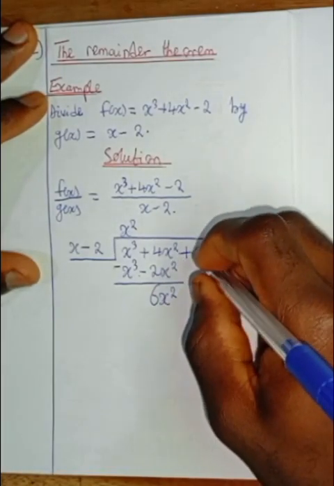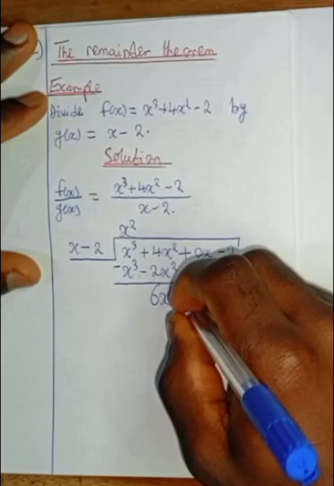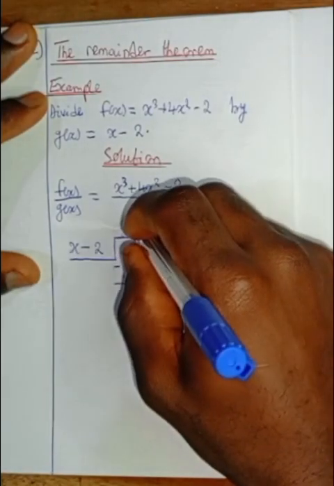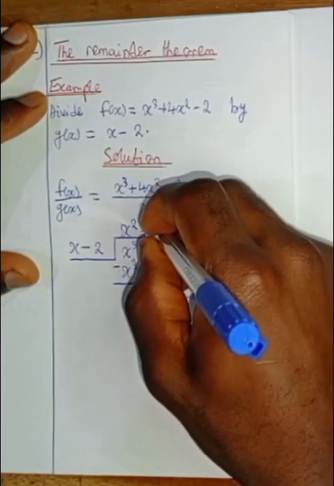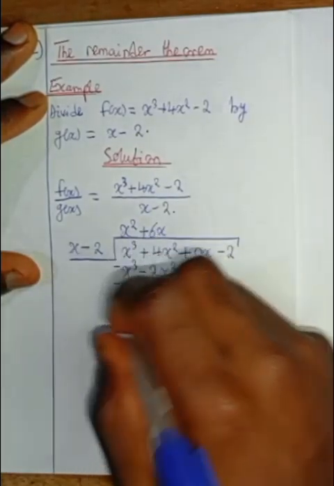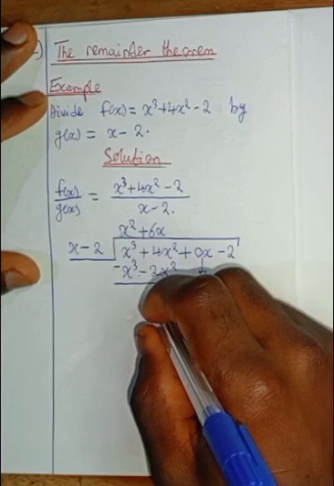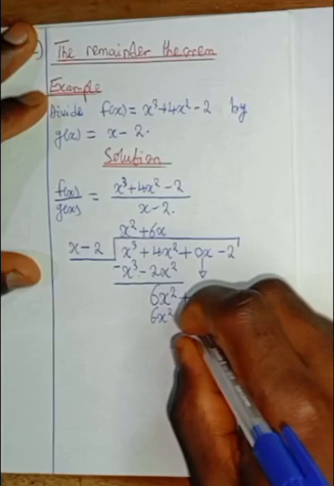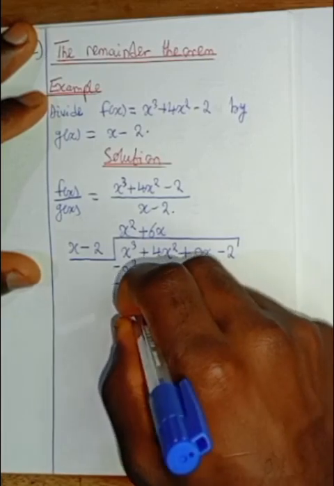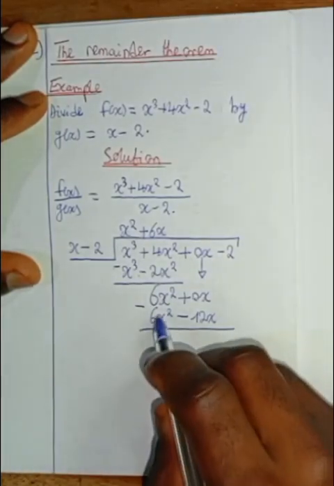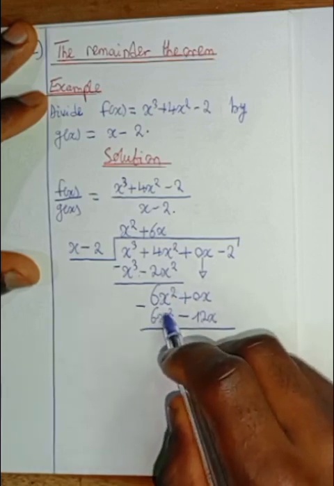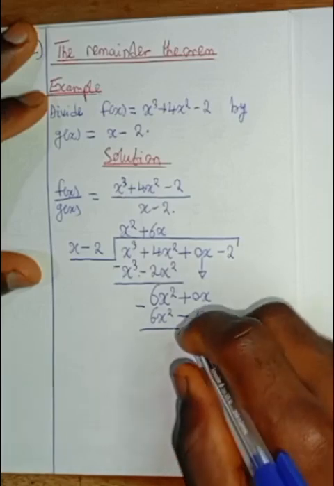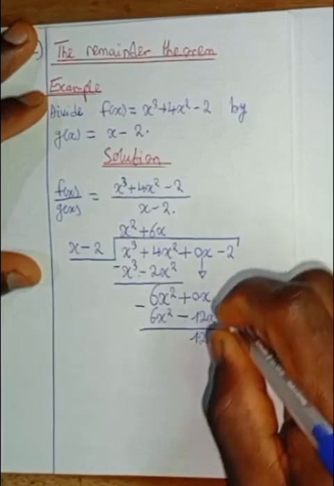Then we bring down plus 0x. 6x squared divided by x gives us plus 6x. 6x times x gives us 6x squared. 6x times negative 2 gives us negative 12x. Then we subtract. 6x squared minus 6x squared gives 0. 0x minus negative 12x gives us positive 12x.